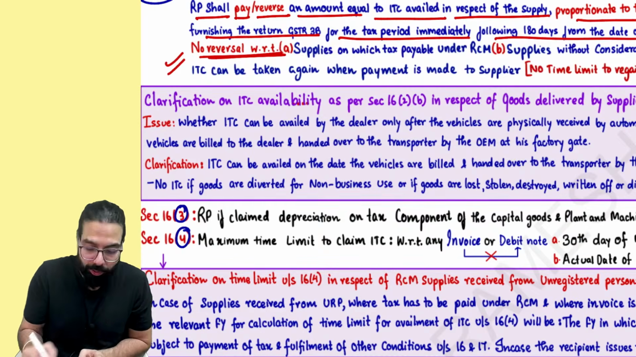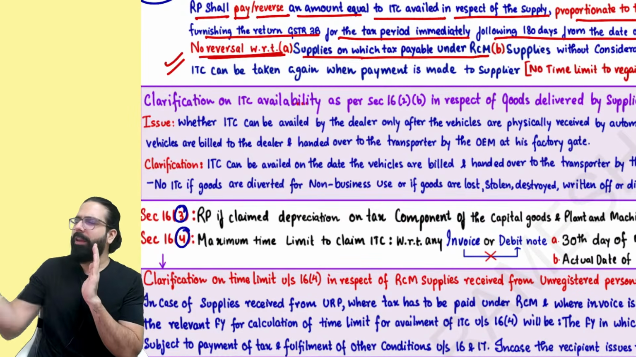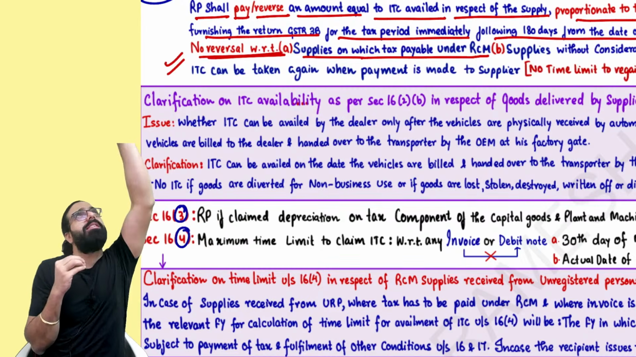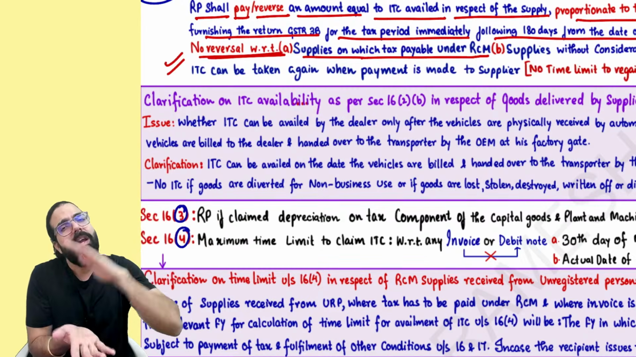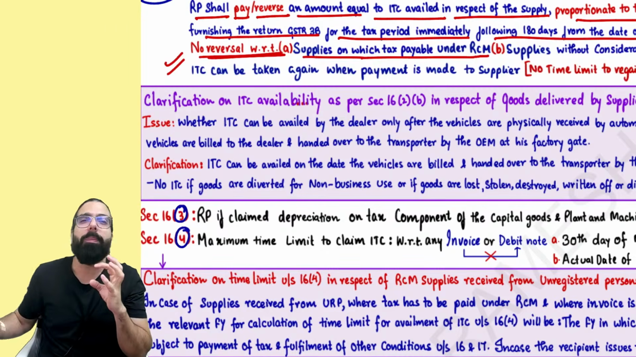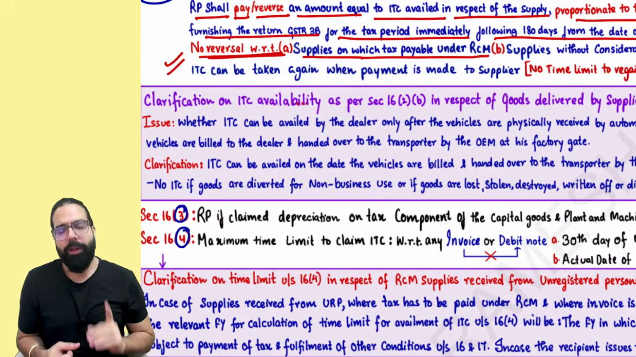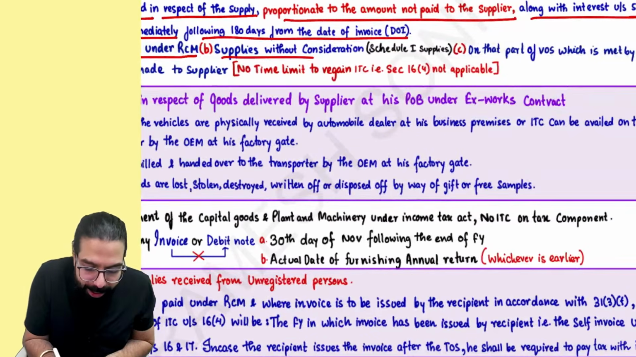What are the 3 points over here? They are telling supplies on which tax is payable under RCM. Supplier went ahead and gave me BD leaves. For BD leaves I paid the GST under RCM. I can keep the credit even if I don't pay the supplier within 180 days. Government says let the supplier go to hell. You don't pay him within 180 days. You paid the tax, so you take the credit. Done, sir.